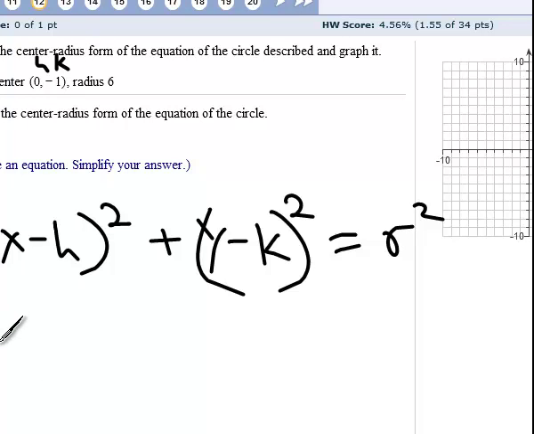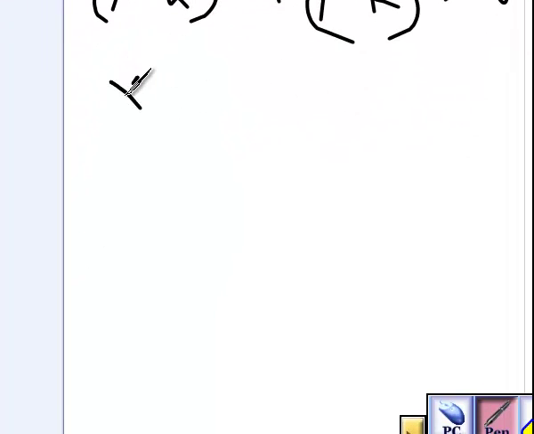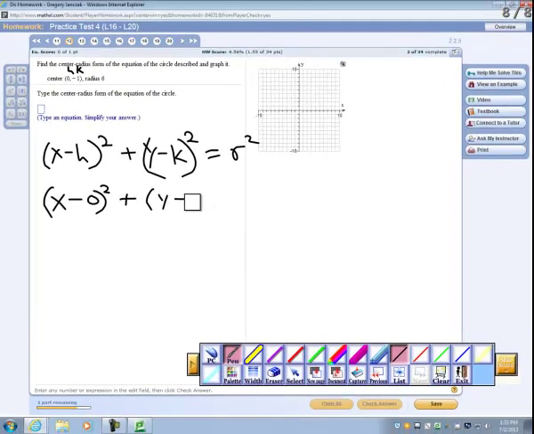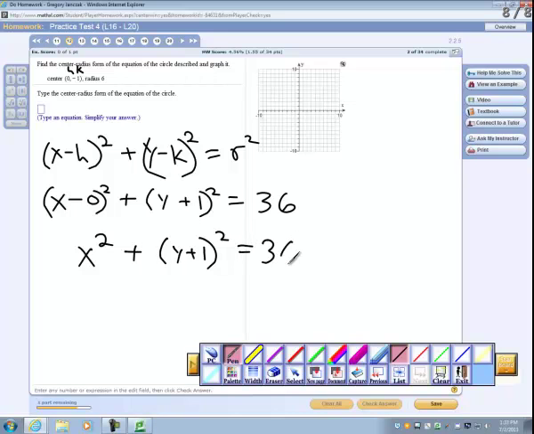Okay, so this would be x minus what? 0 squared plus y. Good, because that's minus a -1, right? So that's going to make it a plus 1. Squared equals to what? 36. Good, 36. And so we end up with, we can just drop the 0 and just make this x squared plus (y plus 1) squared equals 36.